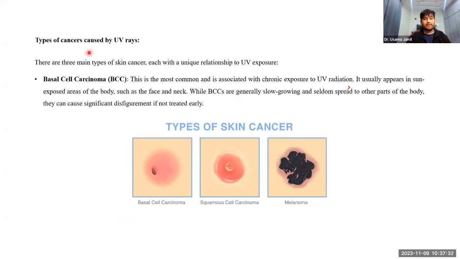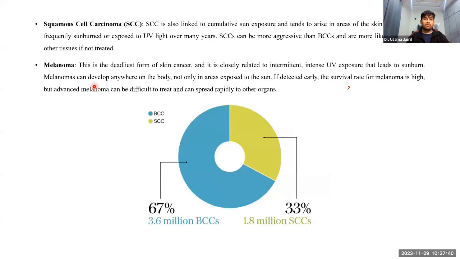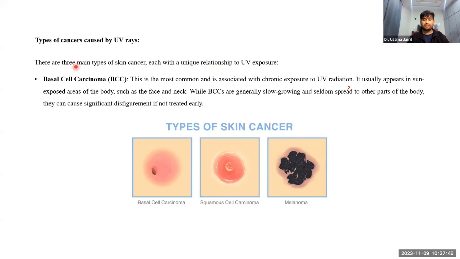So basically, three types of main cancer each have a unique relationship with UV exposure. One is basal cell carcinoma, the other is squamous cell carcinoma, and the third is melanoma. These are three types of skin cancers that are caused mainly by UV exposure.